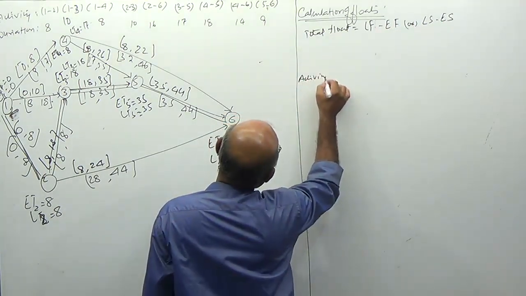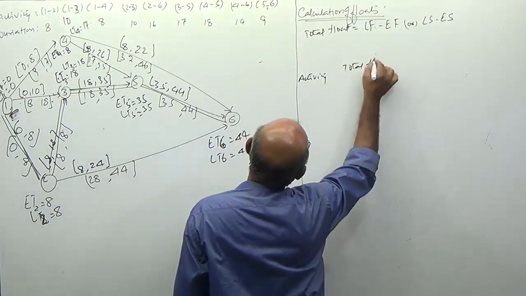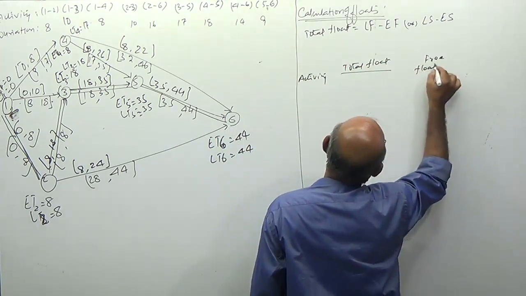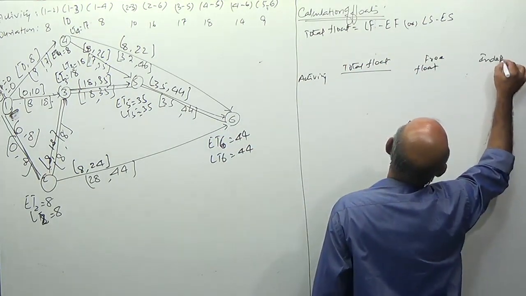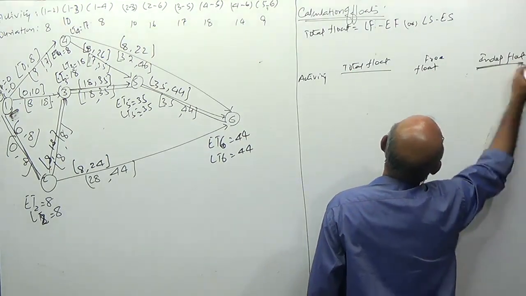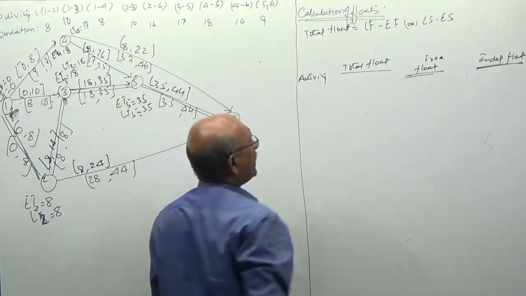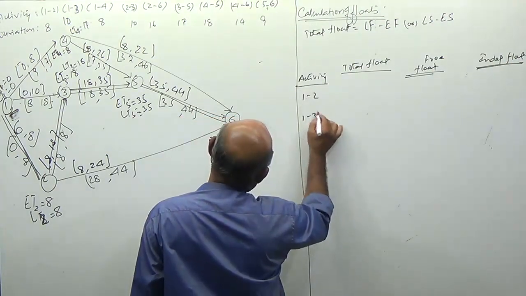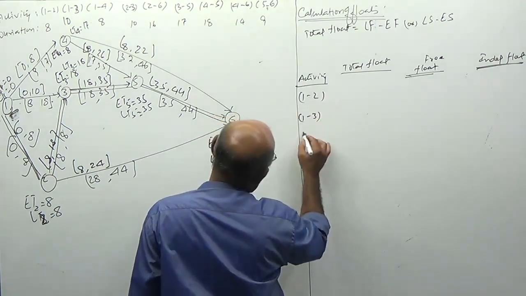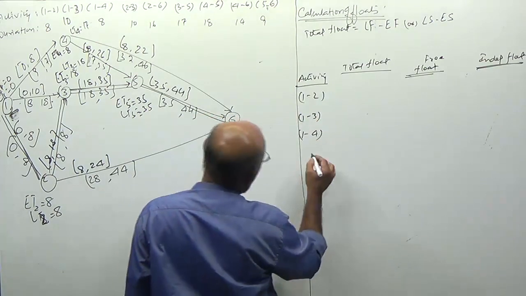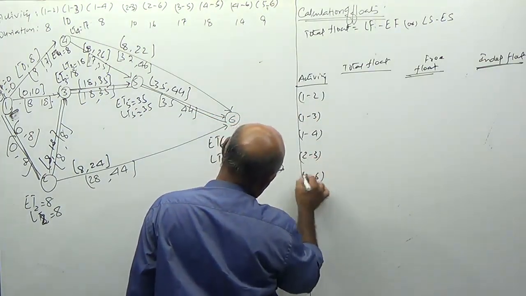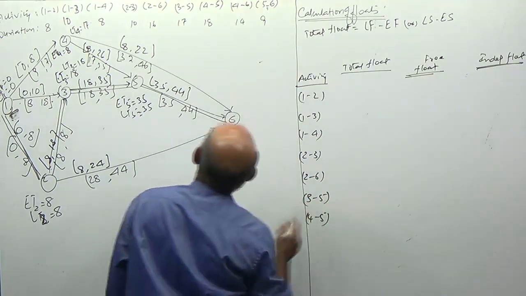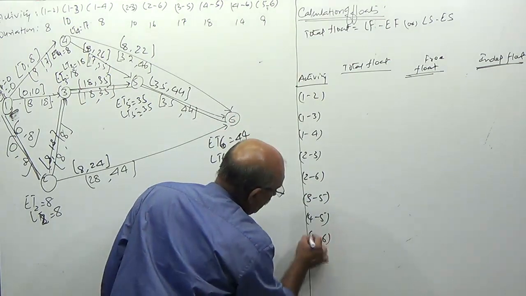So this is activity, total float, free float, independent float. This way three types of floats we are having. First let me write the activities: 1 2, 1 3, 1 4, 2 3, 2 6, 3 5, 4 5, 4 6, 5 6.